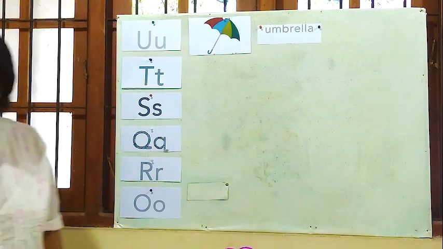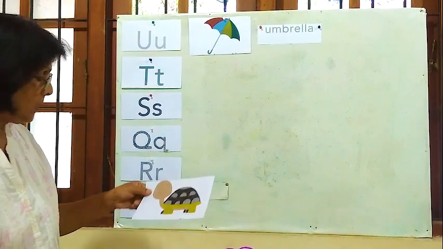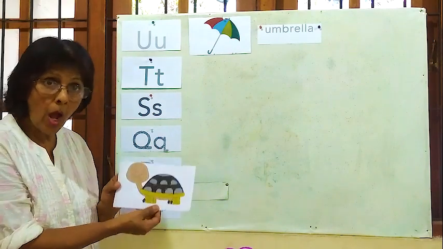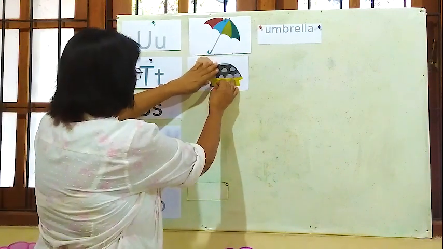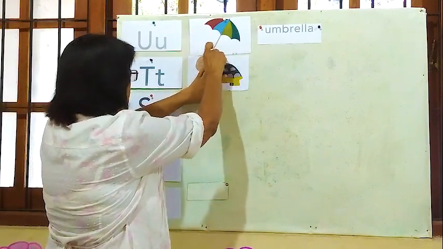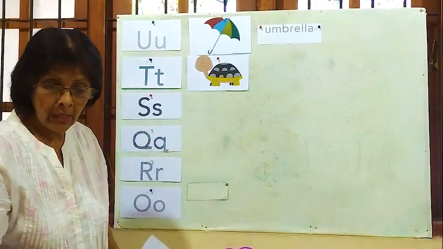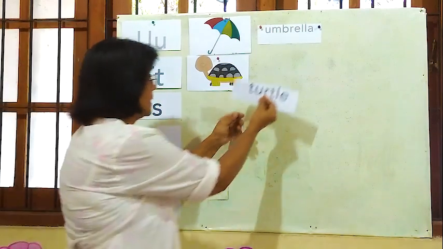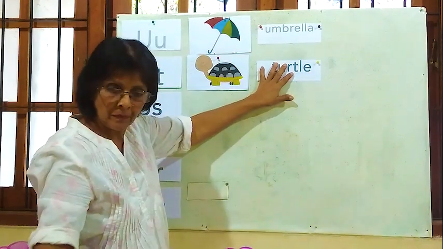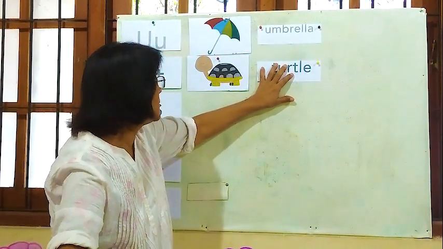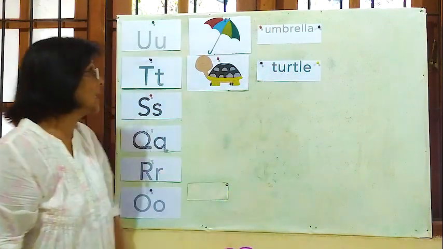Now the next one, letter T. T for, yes, T for turtle. Here. T for turtle. Now here the word turtle. T for turtle and the word here turtle.